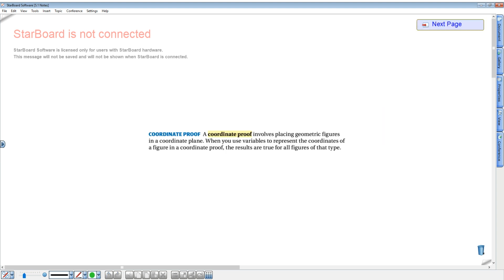So then we work with coordinate proofs, and this is another definition. A coordinate proof involves placing geometric figures in a coordinate plane. When you use variables to represent the coordinates of a figure in a coordinate proof, the results are true for all figures of that type. So what does this mean?